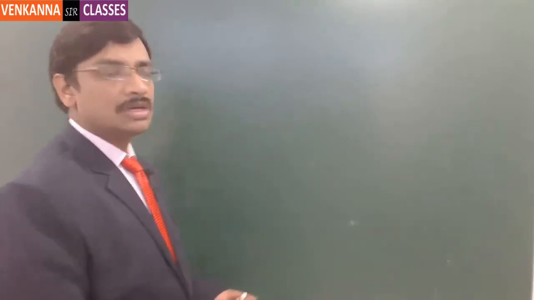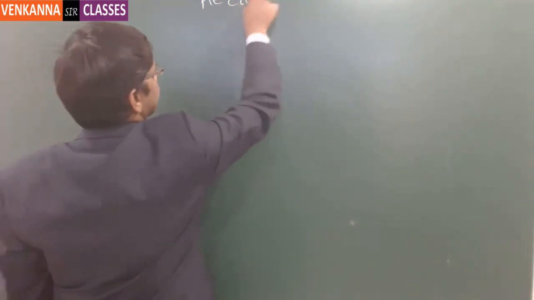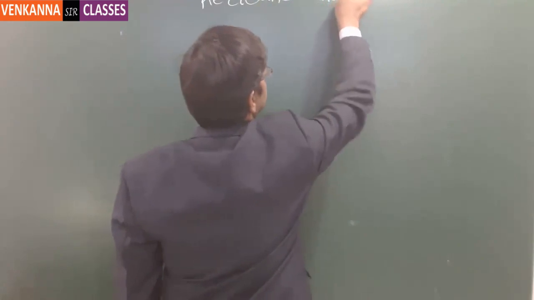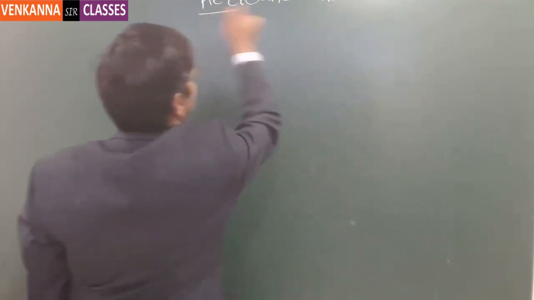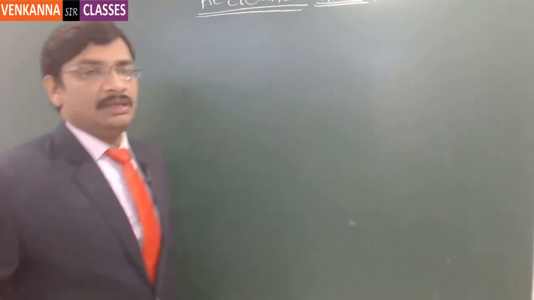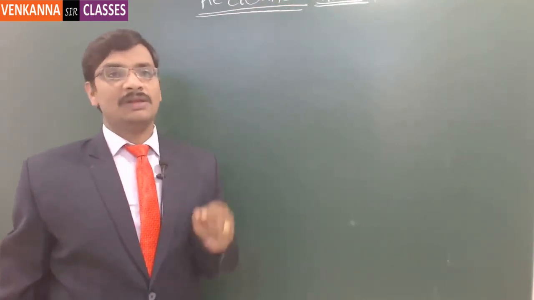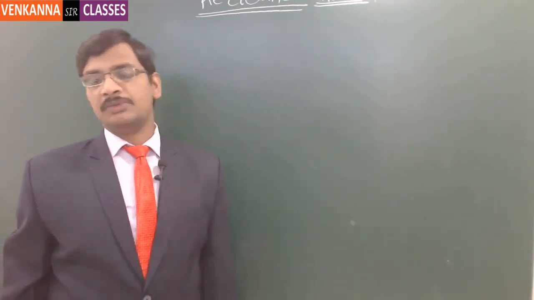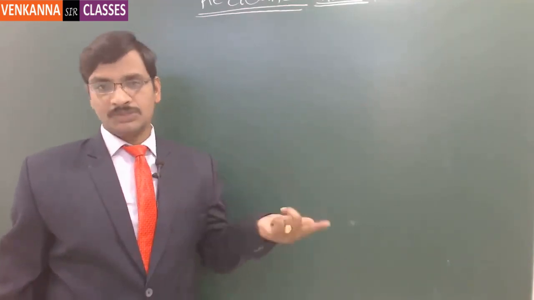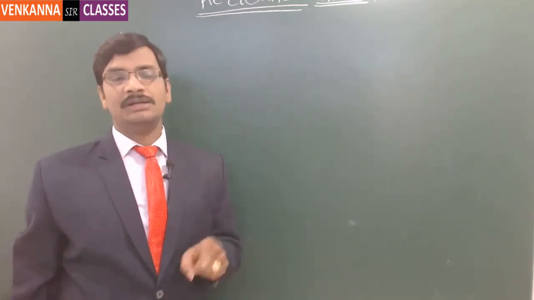So today we are going to start with the first topic, that is rectilinear motion. As I said earlier, rectilinear motion means motion in a single dimension. That means any particle traveling in a straight line is called rectilinear motion. That traveling in a straight line may be in the positive direction of x or in the negative direction of x, but still we say that it is traveling in a straight line.